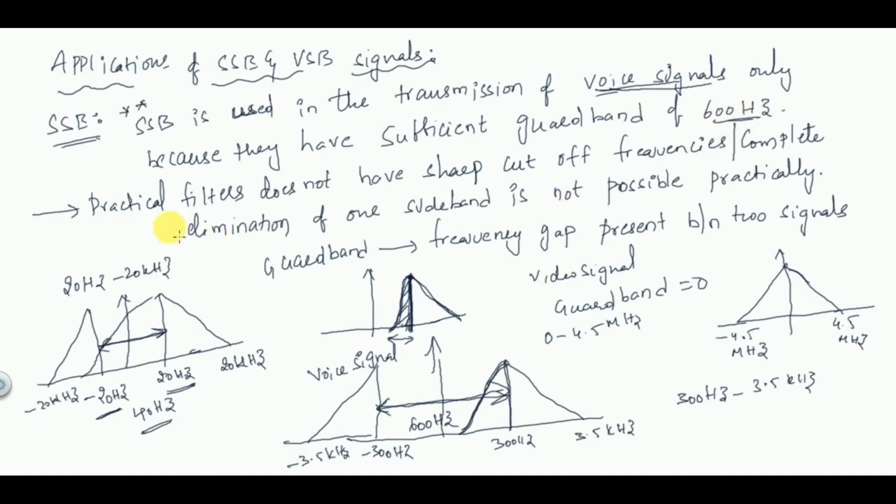Okay, and this is why this is happening. Practical filters do not have sharp cutoff frequencies. Okay, so that is why complete elimination of one sideband is not possible practically. So even though there is presence of the other sideband, it is not going to affect the other signal. Okay, this signal transmission is not affecting the other signal transmission. So that is the reason why, due to sufficient guard band, SSB is used in the transmission of voice signals only.